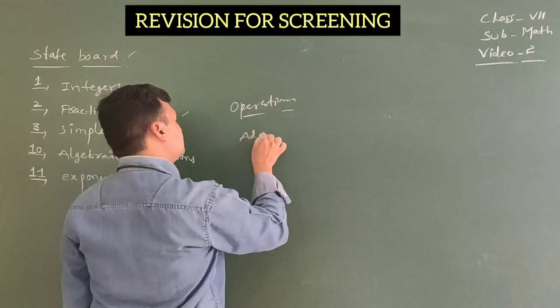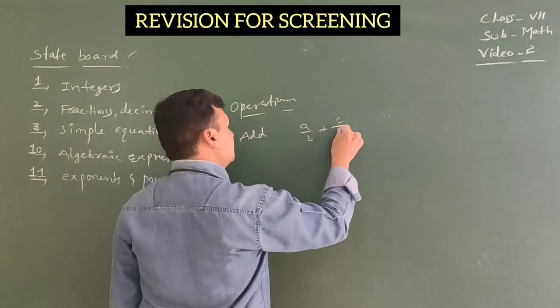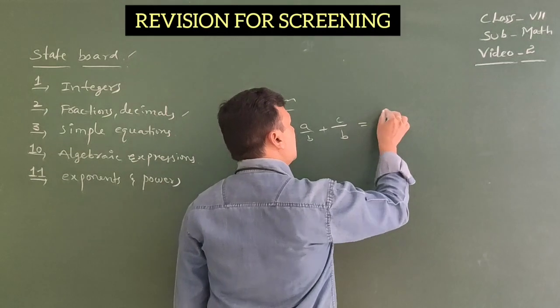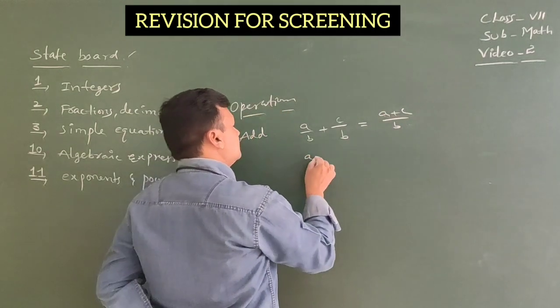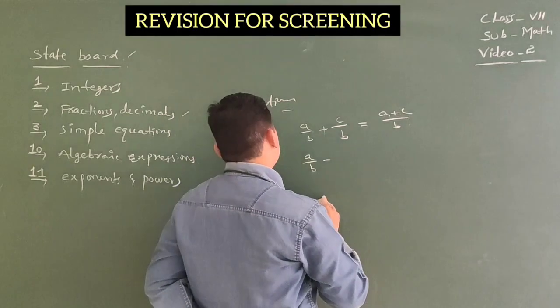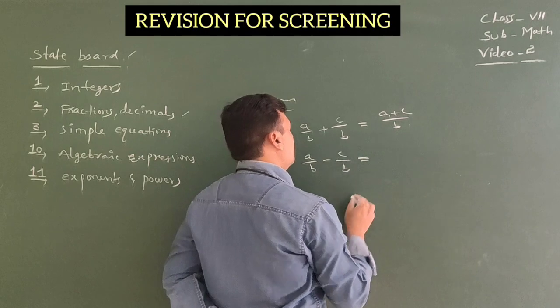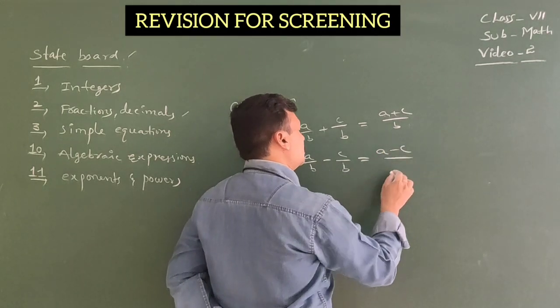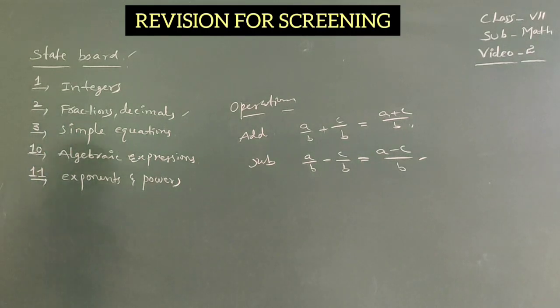Addition of fractions: A by B plus C by B, like fractions are given, means add the numerators and keep the same denominator. Subtraction of like fractions means subtract the numerators and keep the same denominator. In this way we can add or subtract the given like fractions.